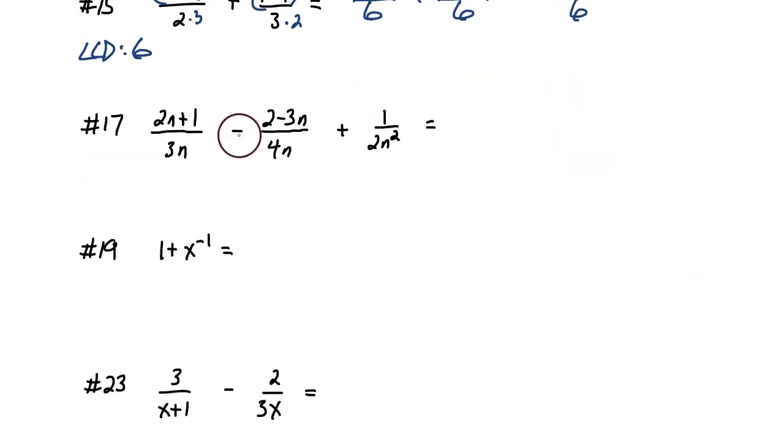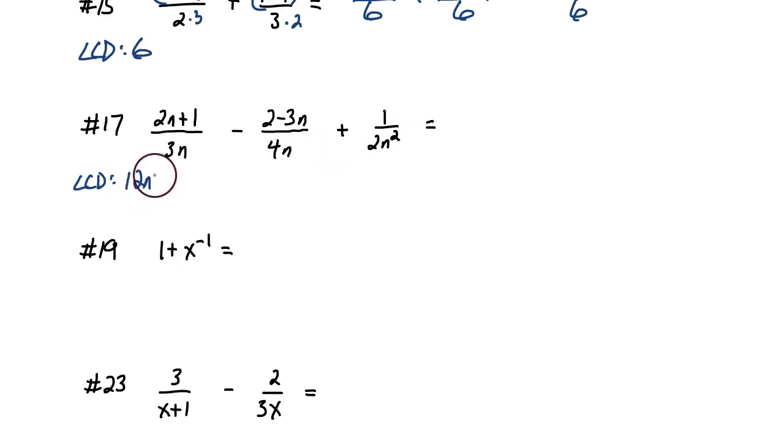Number 17 is adding and subtracting fractions. We have to have a common denominator. Let's figure out what it is. This is 3, this is 4, this is 2. What's the lowest number you can think of that's a multiple of 3 and 4 and 2? That's 12. This has one n, this has one n, but this has a pair of n's.